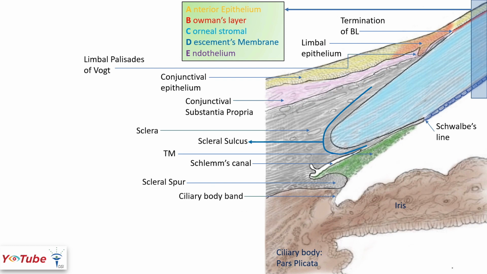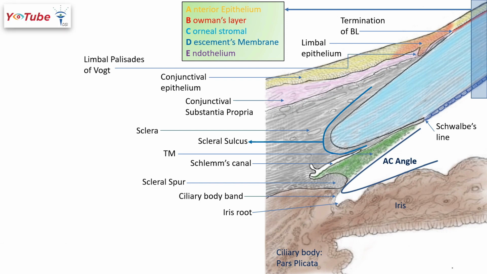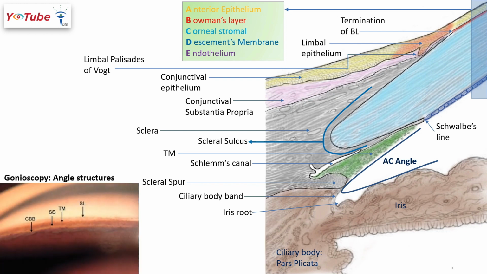After the ciliary body band, we can see the root of the iris. Now all these structures, the Schwalbe's line, the trabecular meshwork, the scleral spur, the ciliary body band, and the root of the iris are nothing but the structures that constitute the anterior chamber angle, all of which can be viewed on gonioscopy.